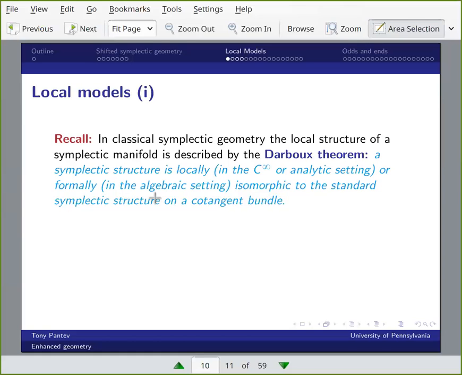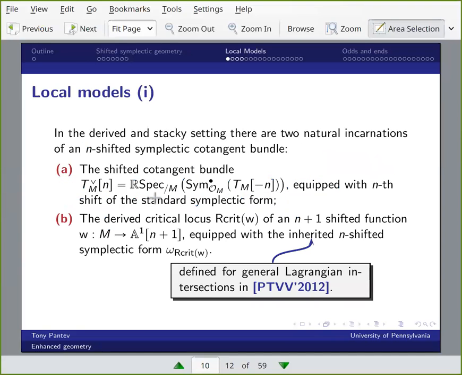Is that true for derived stacks? The immediate observation is that it's not. It's not true that locally everything is a cotangent bundle or a shifted cotangent bundle. Shifted cotangent bundles, by the way, are derived critical loci of the zero function, or of a constant function where the derivative is zero. So shifted cotangent bundles are derived critical loci of constant shifted functions. But if you take a non-constant shifted function and its derived critical locus, that's not locally isomorphic to a cotangent bundle. That's very easy to check.